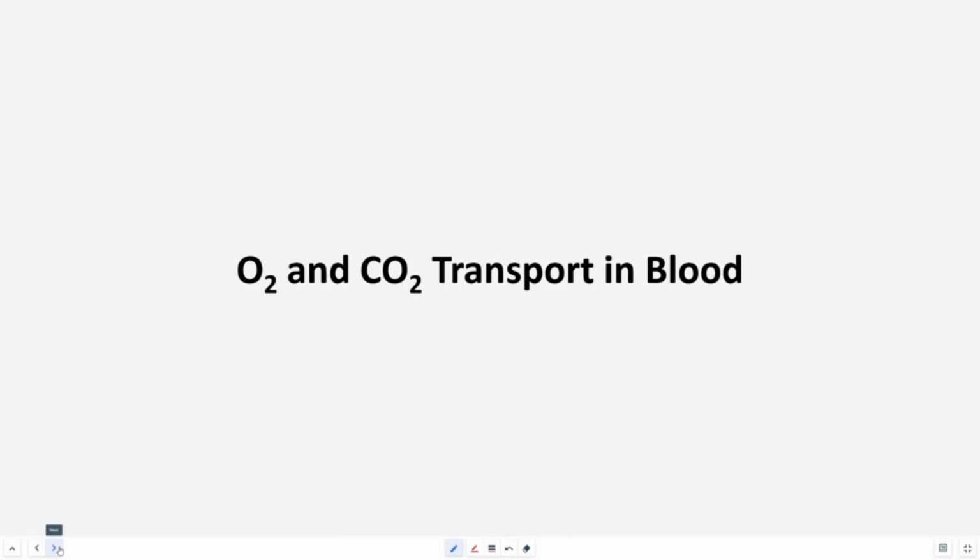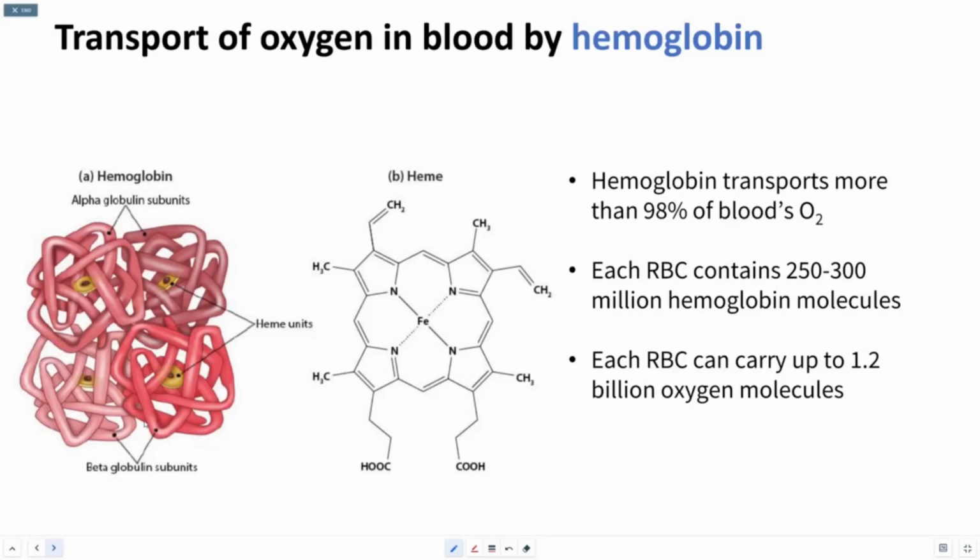Oxygen and CO2 transport in the blood. Hemoglobin transfers oxygen attached to an iron, CO2 can attach to the globin, and hydrogen ions can also be bound to the globin. So the red blood cells bind not only oxygen but also CO2 and hydrogen ions.